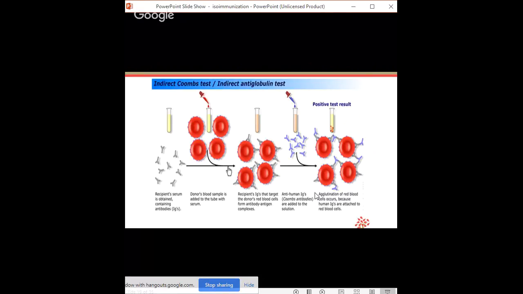For the indirect Coombs, the recipient's serum, containing the antibodies, is obtained, and a sample is added to the serum. In this case, you have the mother's serum, and a donor sample of red blood cells which are Rhesus positive.